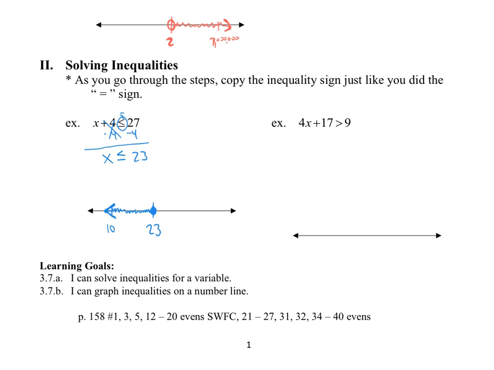All right, what's my first step in this next example? Minus 17. I'm just going to copy my sign down here. 4x is greater than, what's 9 minus 17? Negative 8.